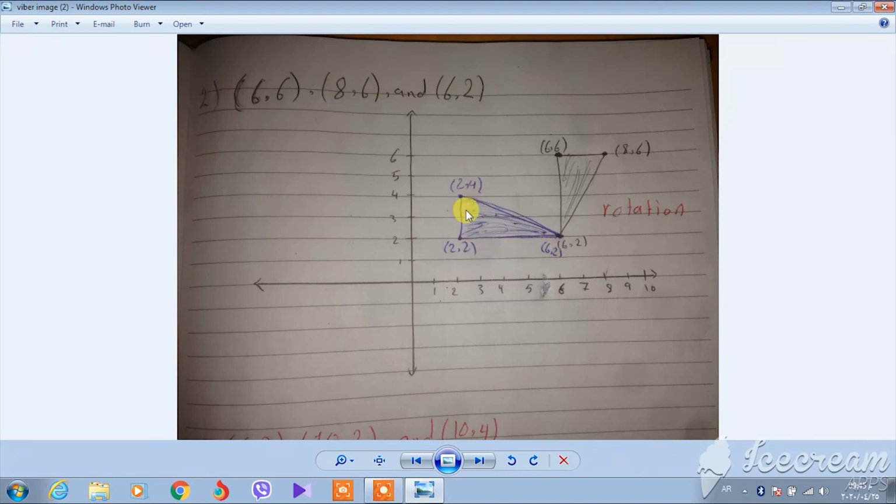In practice 2 we have (6, 6), (8, 6), and (6, 2). Look, we have the same. We have the original triangle. The blue figure is the original. Which point is (6, 6)? On the x-axis we have 6, and on the y-axis we have 6. So this point is (6, 6).